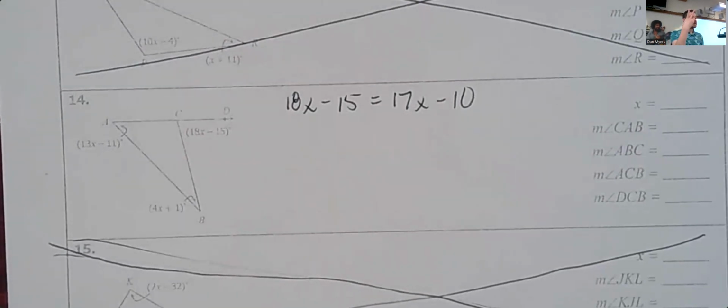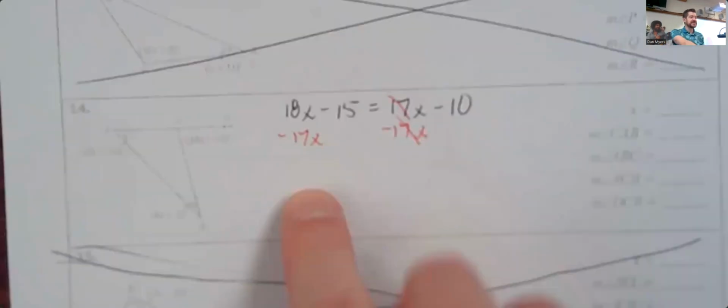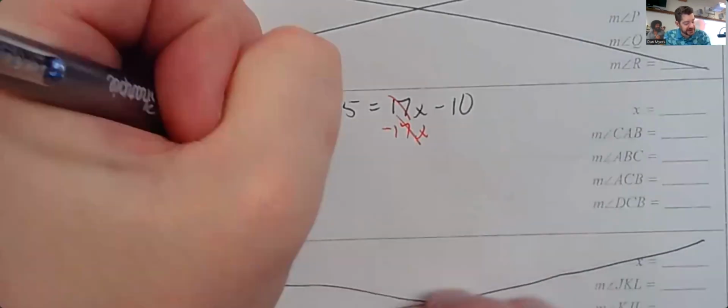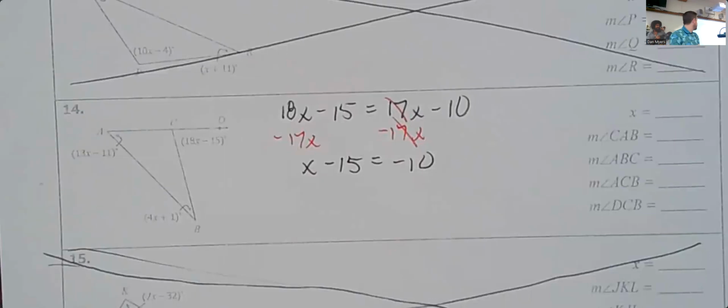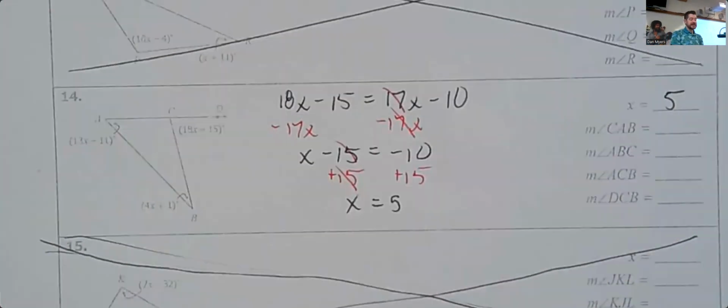Solving for this one's only going to take 2 steps because if we subtract 17x from both sides, 18x minus 17x is just x. So there's nothing to divide by at the end of this one. That's pretty convenient. So x minus 15 equals negative 10. Add 15 to both sides to get x by itself. What does x equal? 5. X equals 5.